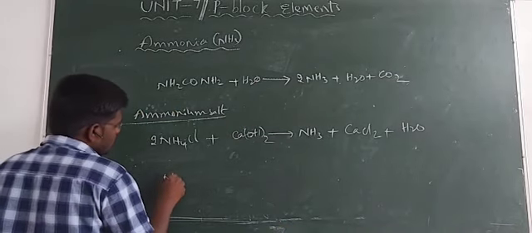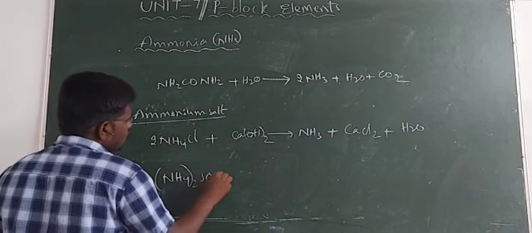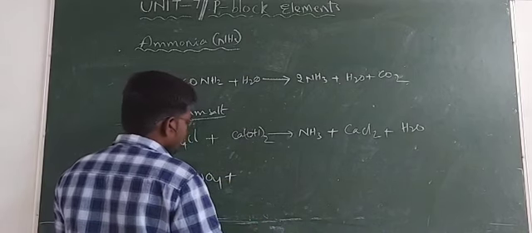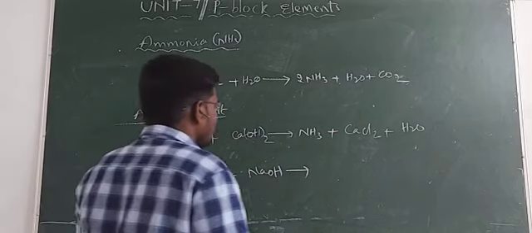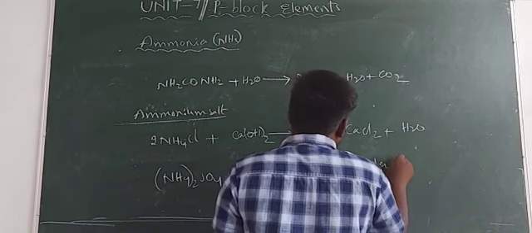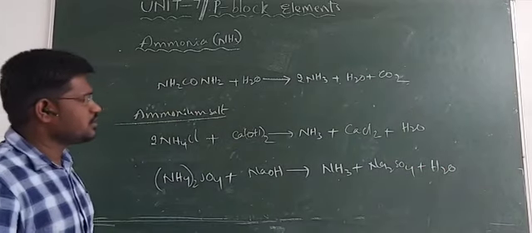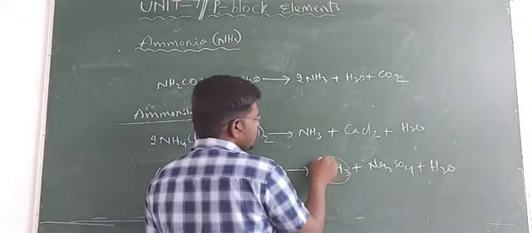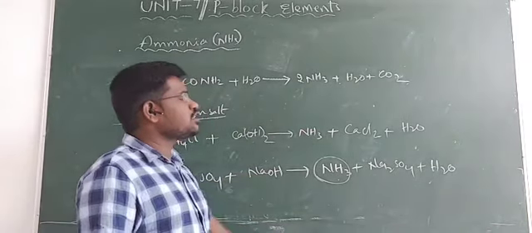And the second example, an ammonium salt, that is (NH4)2SO4. When you treat ammonium sulfate with sodium hydroxide, here also we get NH3, Na2SO4, and water. So these are the things we get when you treat ammonium sulfate with sodium hydroxide. This is our desired product here. So from ammonium salts, we can prepare ammonia on a small scale only.